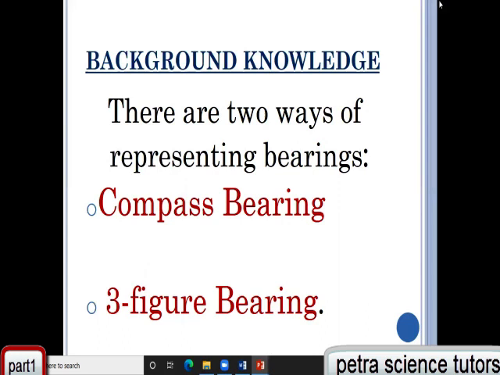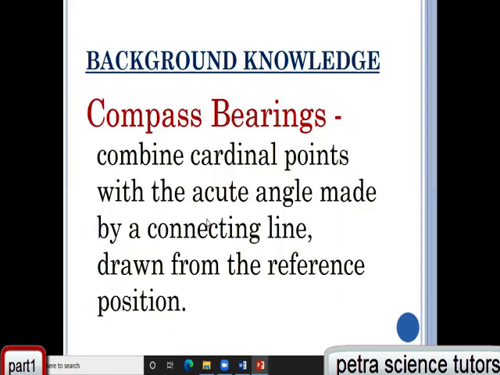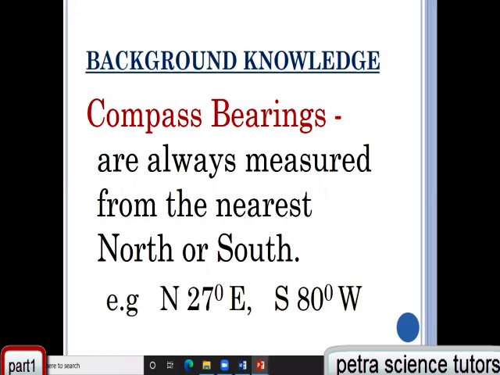The first way is compass bearing. The second way is a three-figure bearing. Now, what are compass bearings? Compass bearings simply combine cardinal points with the acute angle made by a connecting line drawn from the reference position. Compass bearings are always measured from the nearest north or south.